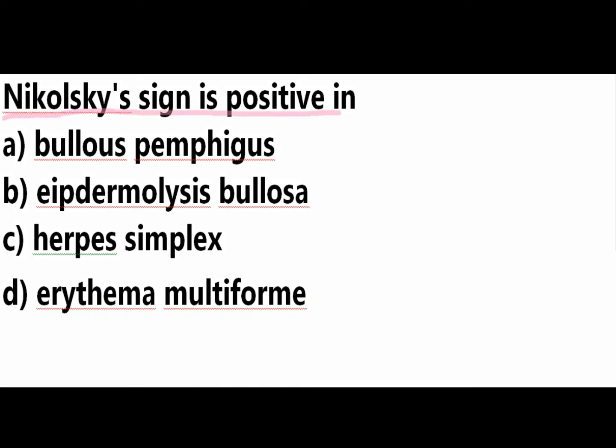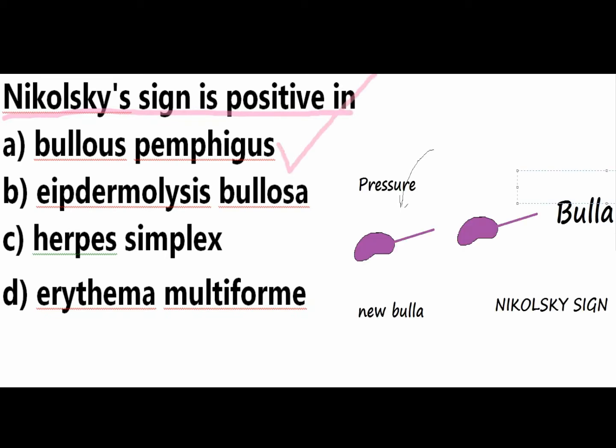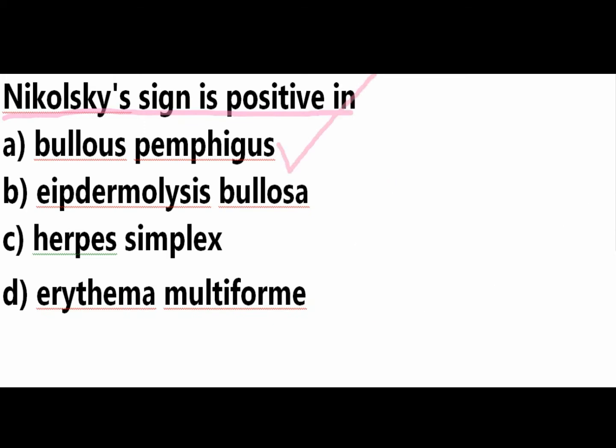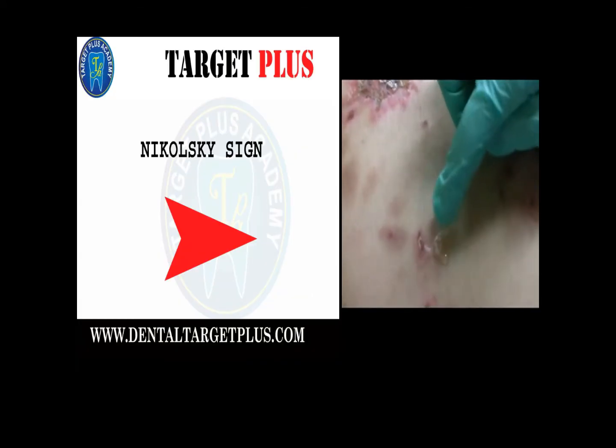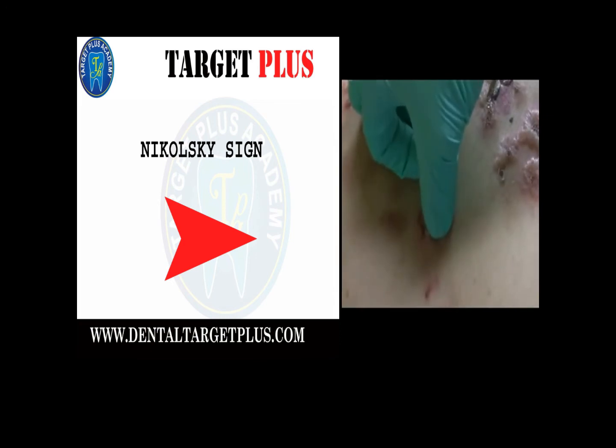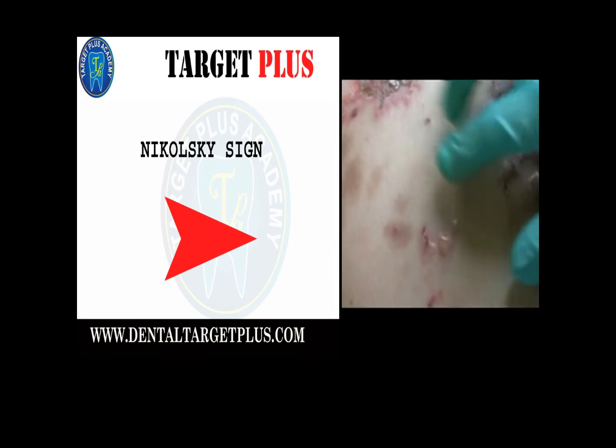Now second question: Nikolsky's sign is positive in. A characteristic feature of pemphigus vulgaris is that a bulla can be induced on normal appearing skin if a firm lateral pressure is exerted. So this is known as positive Nikolsky sign. So Nikolsky sign is present in pemphigus vulgaris.